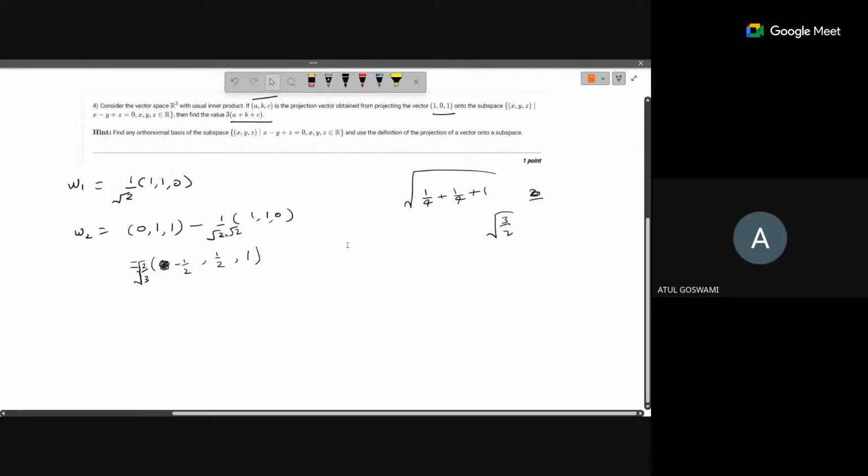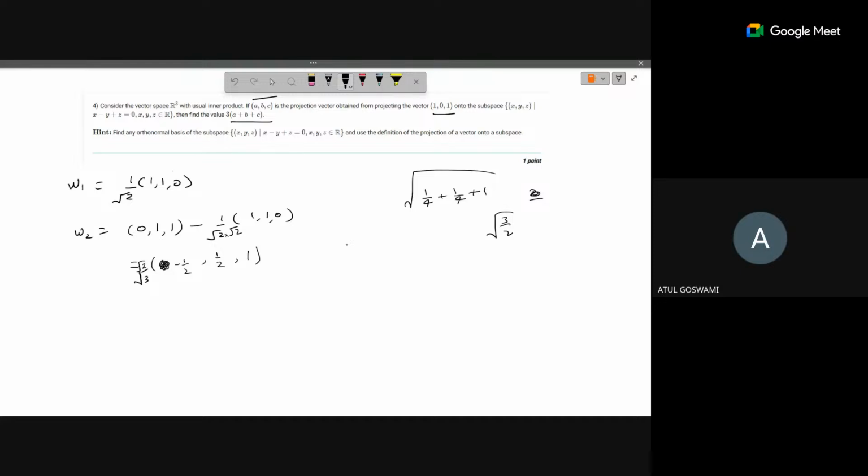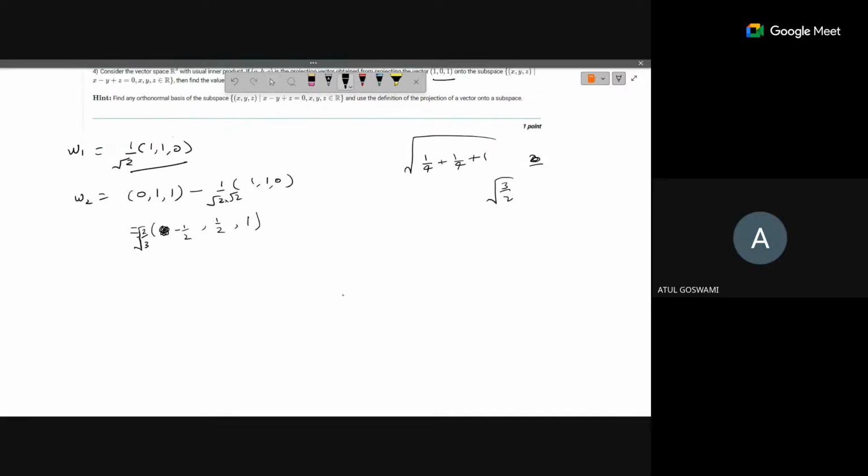Now we will calculate. No need to simplify, just directly project. This is the vector 1 0 1. When we project 1 0 1 on the first vector, we will get 1 by root 2, and the dot product is 1 by root 2, times this again 1 1 0. This is the projection on the first vector, and the projection on this W2 we are calculating now.